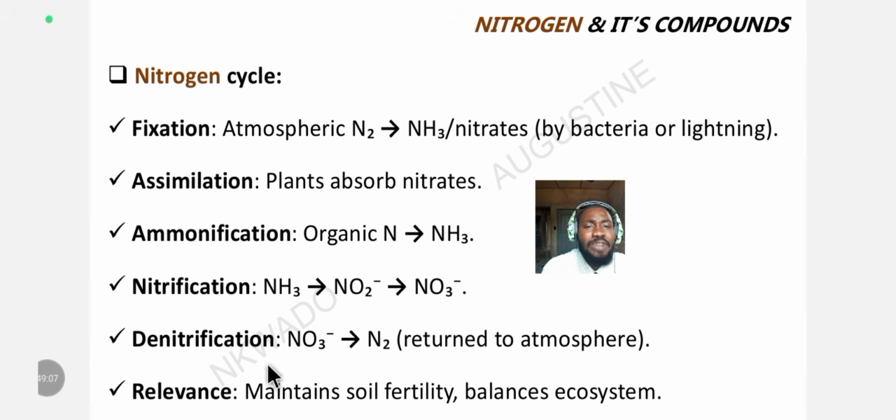So what is the relevance of the nitrogen cycle? Number 1 is to maintain soil fertility. Remember, plants use nitrates for their daily demand. Also, nitrogen gas balances our ecosystem. Remember, nitrogen makes up about 78% of the air. So that's that for that.